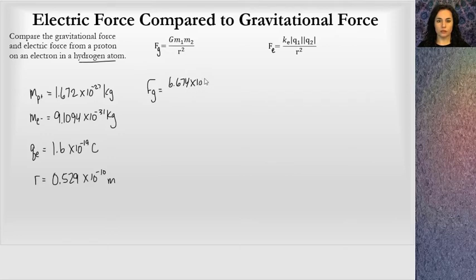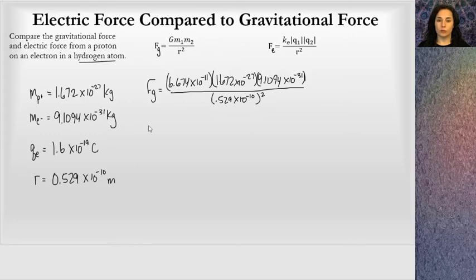6.674 times 10 to the negative 11th, that's G. The masses we have, 1.672 times 10 to the negative 27th, and multiply that by 9.1094 times 10 to the negative 31st. And we're going to divide all of those numbers by the radius here for gravitational, which is the same for both of them, 0.529 times 10 to the negative 10th.